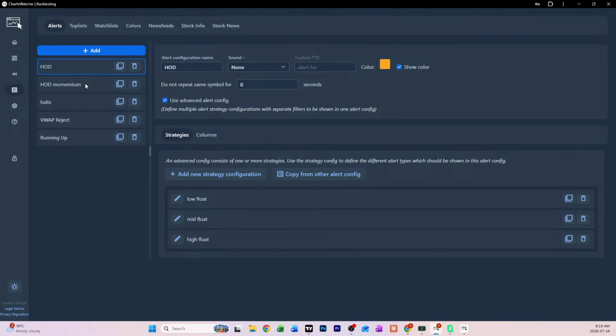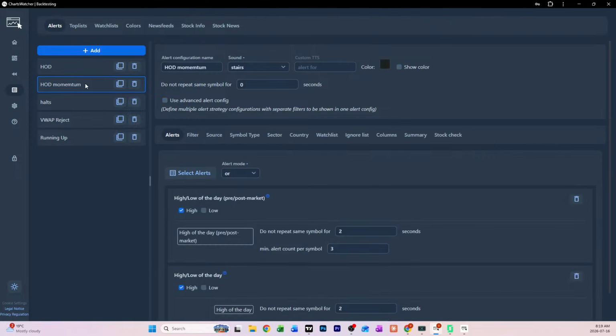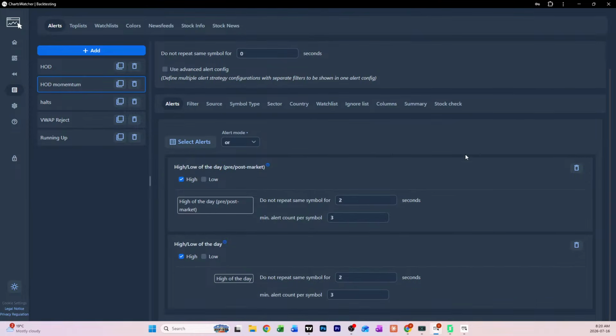So that's Running Up. High of Day Momentum is the next one that I use. So this is when the stock pops up near high of day, or it pops up and breaks high of day. So the alert is high of day / low of day pre or post market, and then just do not repeat because we don't want it spamming. And also high or low of day for regular hours. So this is including pre and post market, and this is including regular hours.